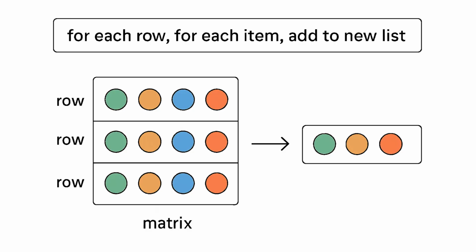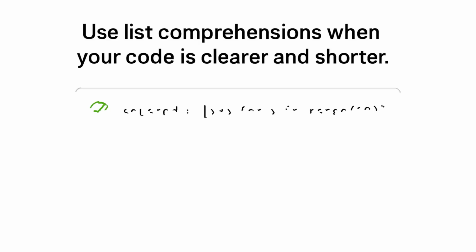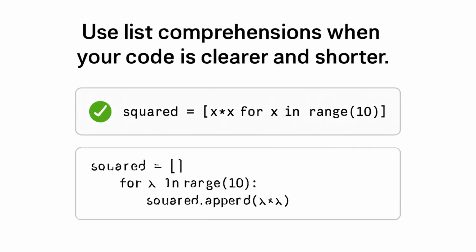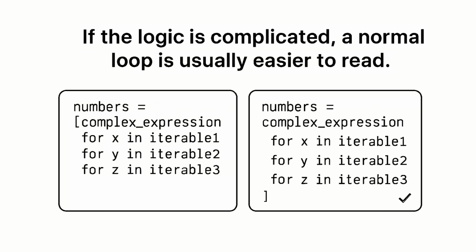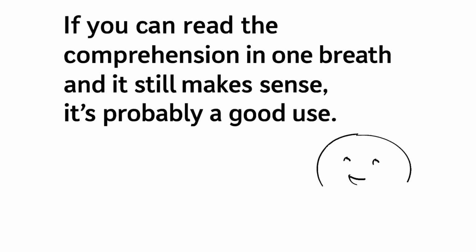So when should you use a list comprehension? Use it when it makes the code clearer and shorter. If it fits comfortably on one or two lines, it's probably fine. If it needs many conditions or complex logic, a normal loop is usually easier to read. Remember this rule of thumb: if you can read the comprehension out loud in one breath and it still makes sense, it's probably a good use.